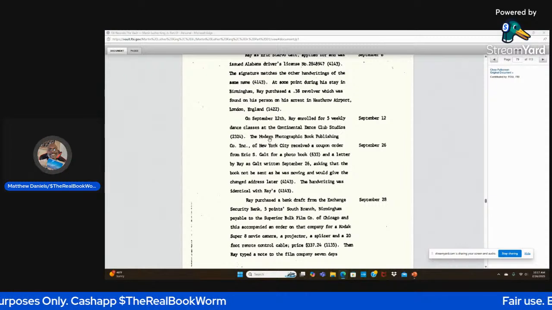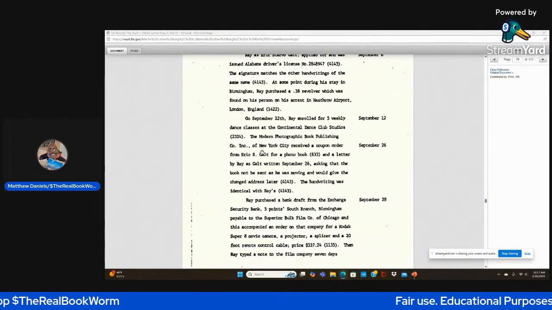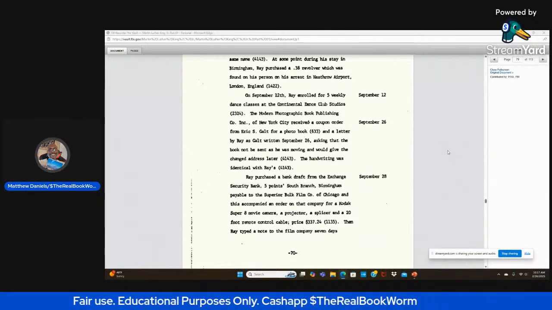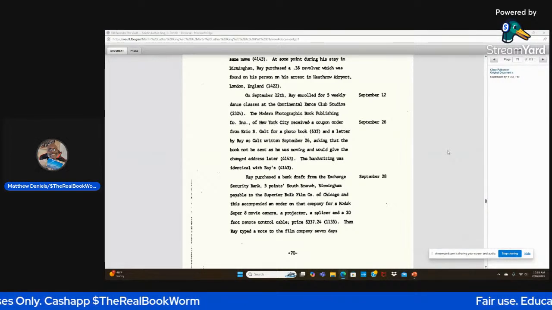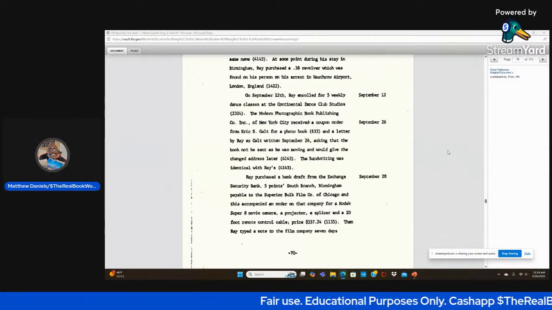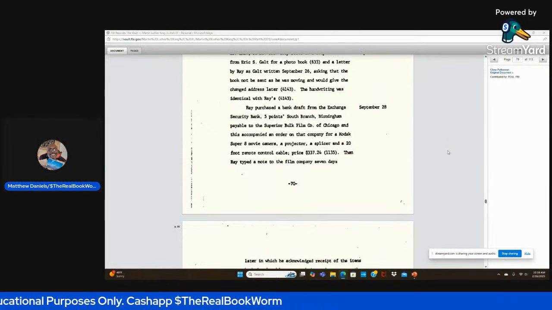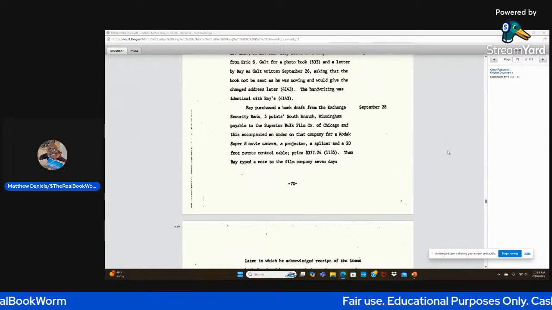Look, the Modern Photographic Book Publishing Company, Inc. of New York City received a coupon order from Eric S. Galt for a photo book and a letter by Ray S. Galt written September 26, asking that the book not be sent as he was moving and would give the changed address later. The handwriting was identical with Ray's, and he's changing addresses so much. He's moving from place to place, apartment to apartment.